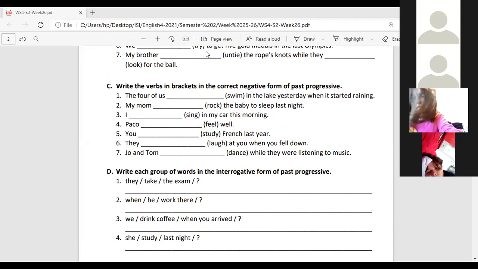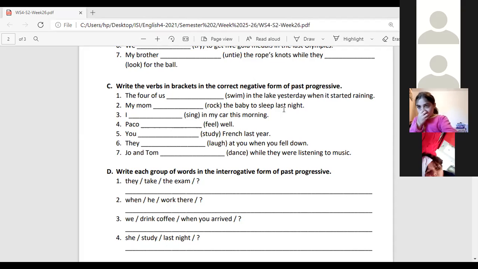Miss Lillian, they are giving me... Okay, now see, write the verbs in brackets in the correct negative form of the past progressive. So we have to use the past progressive for "the four of us swim." You have to put it in the past progressive, but in the negative.